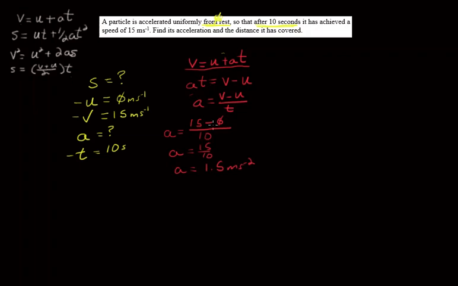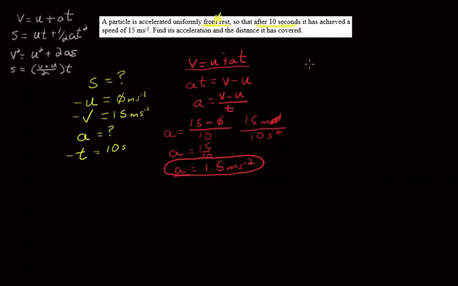Now, do we have the right units? If we have the right units, we have gone a long way to knowing that we solved this correctly. 15 meters per second divided by 10 seconds. Obviously, this comes down here, and that becomes meters per second squared. So that works out, all right? Check the units, make sure they make sense.